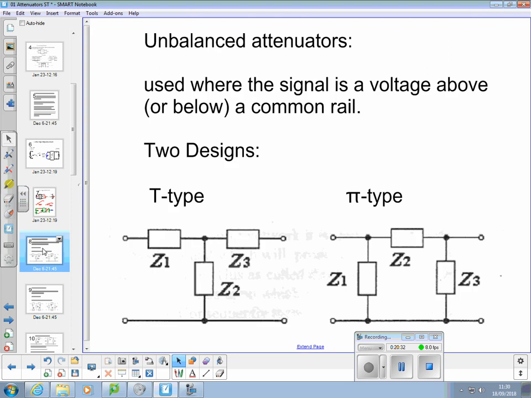Right, so what's called unbalanced attenuators? Unbalanced attenuators, and you are going to be building unbalanced attenuators, by the way, are used where the signal is a voltage above or below a common rail. So like 0 to 10 volts input, output 0 to 5 volts. Or it could be currents. But there's a common rail with no components in it other than a piece of wire and everything connected down to that. So you're going to be building an unbalanced attenuator. Then we have two types, a T-type, which has got two series resistors.